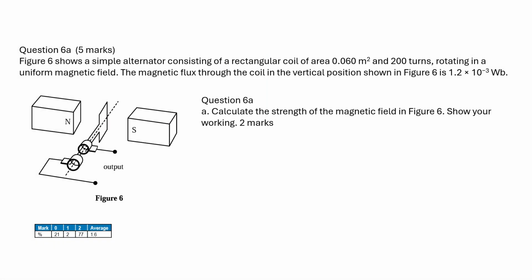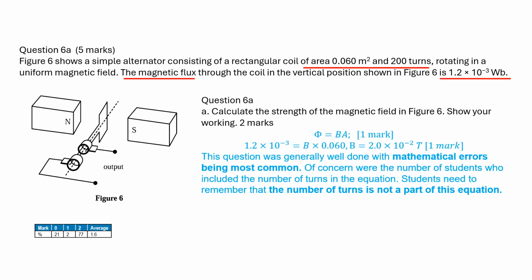We know the area, the magnetic flux, and the coil turns. These values are substituted into the equation, and the strength of the magnetic field is calculated.